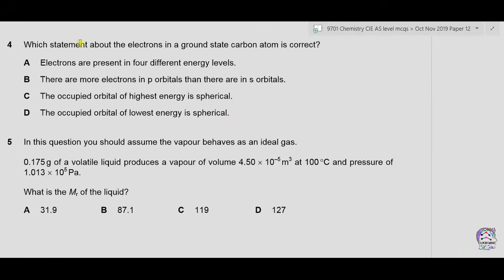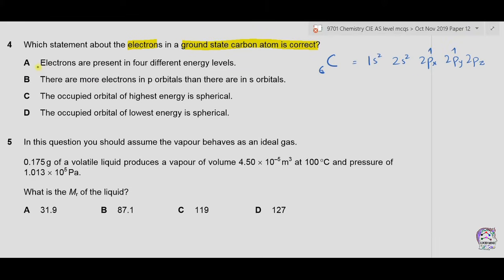Question 4. Which statement about the electrons in a ground state carbon atom is correct? Ground state is the normal state of carbon. The atomic number of carbon is 6. So the electronic configuration is 1s2, 2s2, and in 2p there are 2 electrons. One is in 2px and the second one is in the 2py orbital.